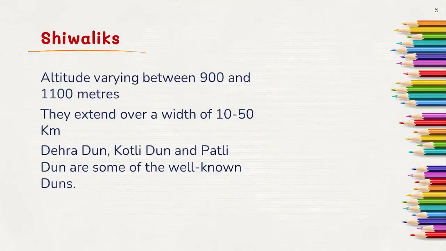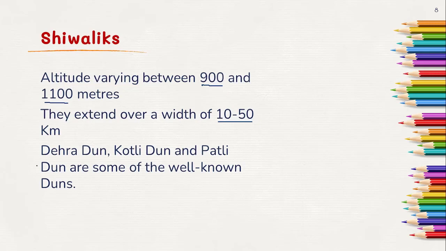Next layer is called Shivaliks. Shivaliks is the last layer below the Lesser Himalayas. The average elevation of Shivaliks is 900 to 1100 meters. They extend with a width of 10 to 15 kilometers. The Lesser Himalayas was 50 kilometers, but here it is decreasing. When you come to Shivaliks, the width will be decreasing compared to Himadri.